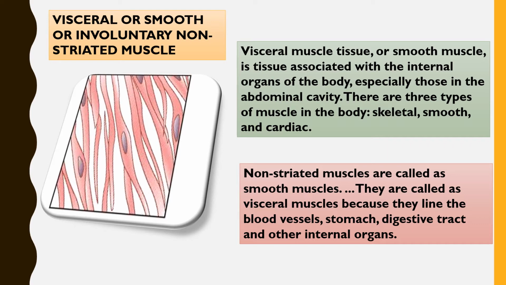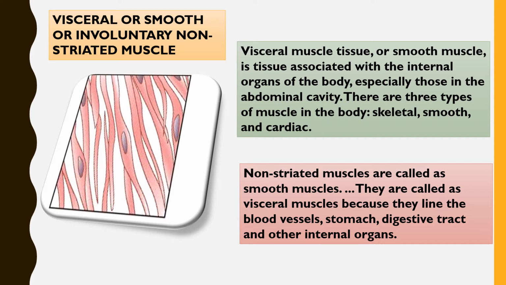Now here I am going to discuss visceral or smooth or involuntary non-striated muscle. Visceral muscle tissue or smooth muscle is tissue associated with the internal organs of the body, especially those in the abdominal cavity. There are three types of muscle in the body: skeletal, smooth and cardiac.